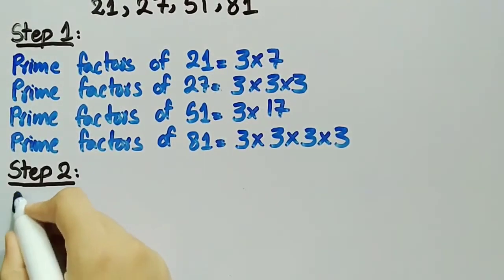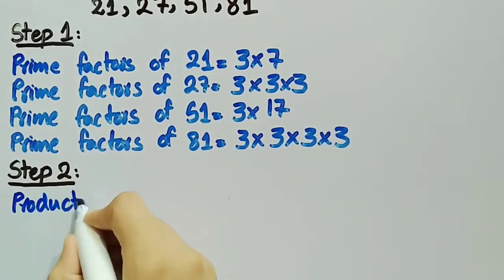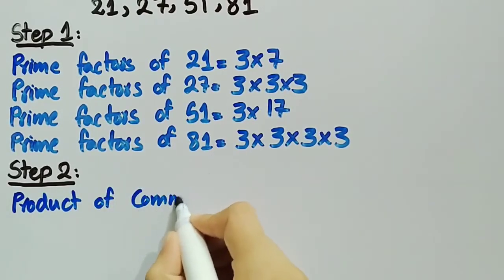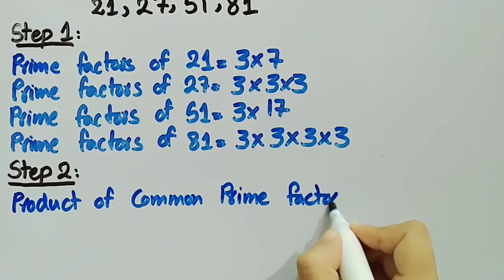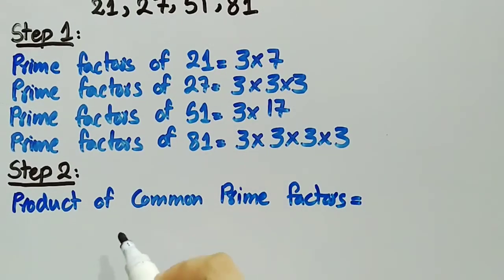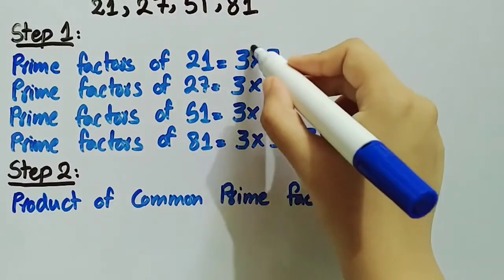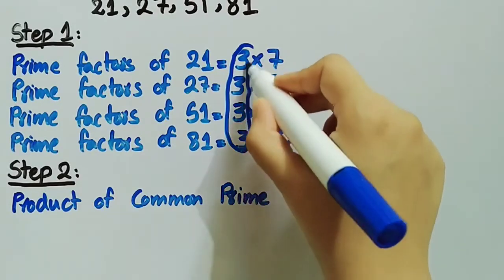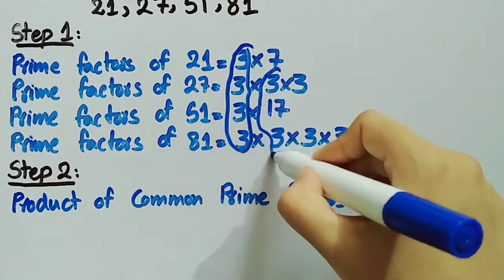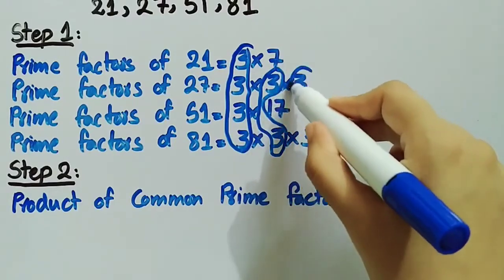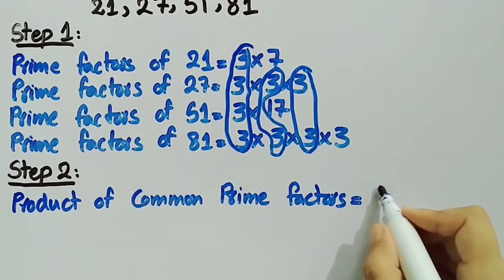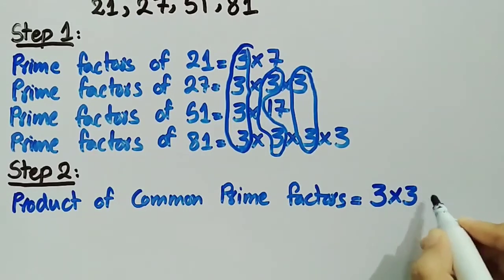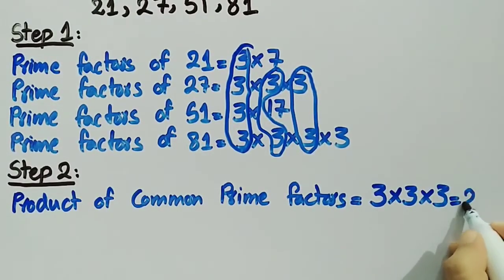In step 2, we will write the product of common prime factors. It will be those common prime factors that are common to 2 or more numbers. This 3 is common to 4 of the numbers, and this 3 is common to 2 numbers, and this 3 is common to 2 numbers. So these are the common prime factors. So product of common prime factors will be 3 multiplied by 3 multiplied by 3, which is equal to 27.